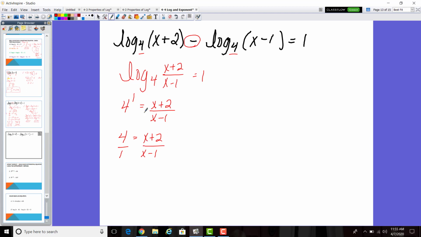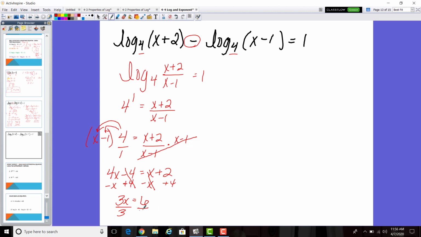Now remember, I want to solve for x. I can't solve for it when it's in a fraction, so I need to multiply both sides by x minus 1. That will cancel that out here. I will distribute here. So I get 4x minus 4 equals x plus 2. And now I can solve for x. I'm going to move my x's to the left, which means I need to move my numbers to the right. So 4x minus x is 3x. 2 plus 4 is 6. Divide by 3, and x equals 2.